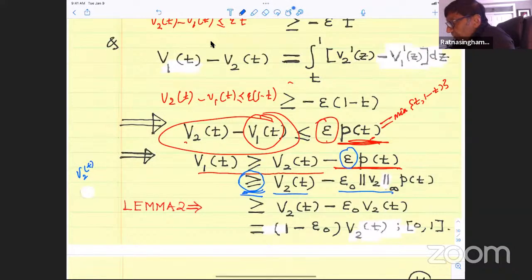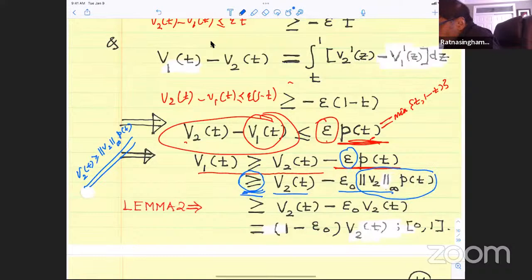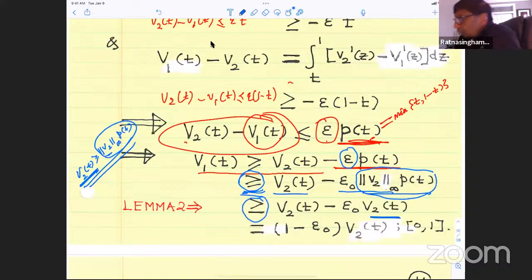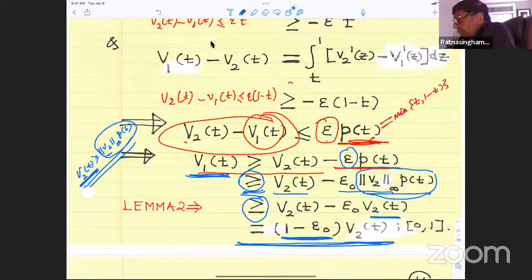remember we proved that in lemma 2, v2 of t is always greater or equal to the sup norm of v2 times p of t. Right, we proved that. So this part here is actually smaller than v2 of t. If I replace this by v2 of t, the inequality will go in the proper way, that will be even smaller. And that's exactly what we want to prove. Once you do that, this becomes 1 minus epsilon naught times v2 of t. So we achieved what we want to prove in terms of v1 and v2.